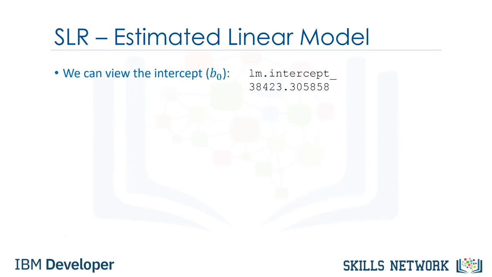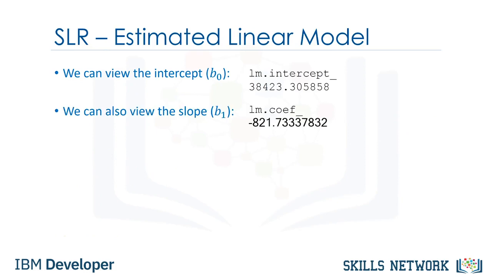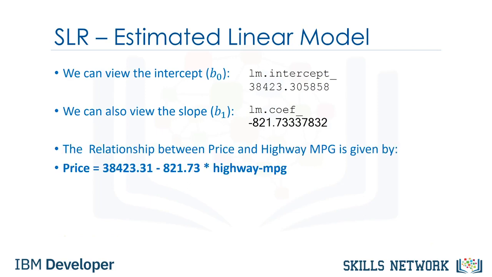The intercept b0 is an attribute of the object lm. The slope b1 is also an attribute of the object lm. The relationship between price and highway miles per gallon is given by this equation in bold. Price equals 38,423.31 minus 821.73 times highway miles per gallon, like the equation we discussed before.